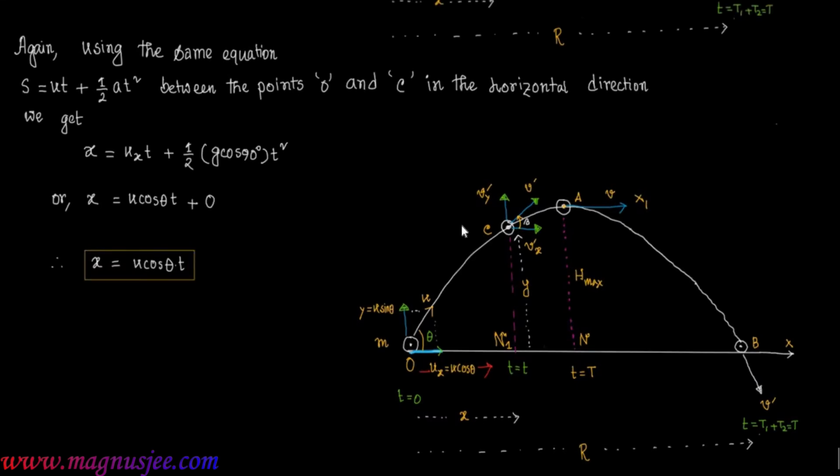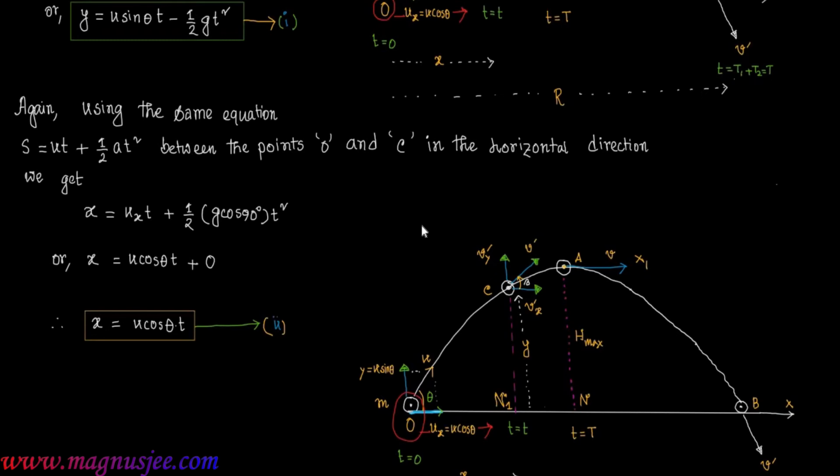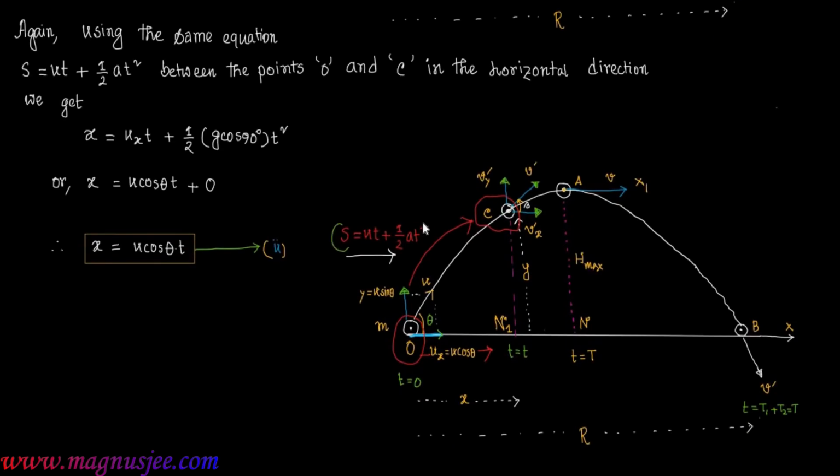That is the horizontal displacement of the projectile when the projectile reaches the point C in time t second. This is equation 1. Sorry, x is equal u cos theta into t is equation 2, not 1. It should be equation 2. Between the 2 points O and C, we can use the equation s equal ut plus half at square. In the horizontal direction, displacement s is x, and the initial velocity u will be ux, that is equal to u cos theta.